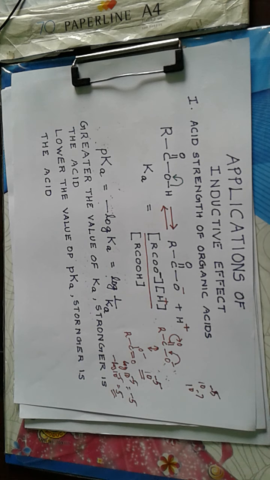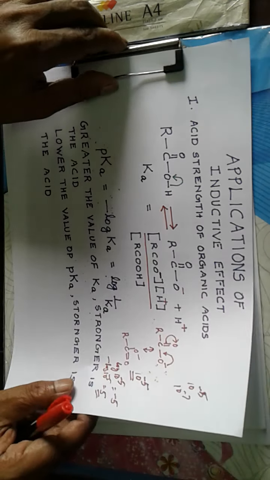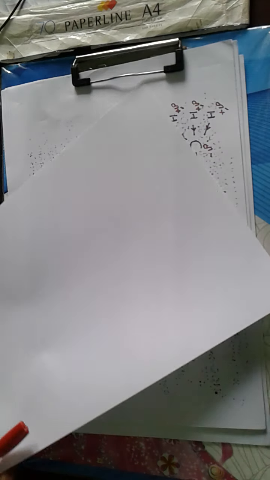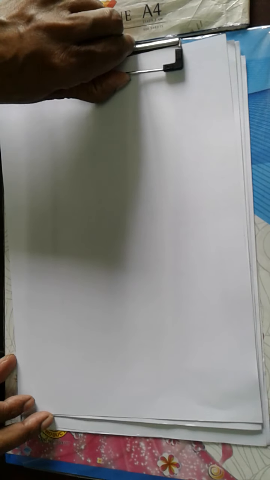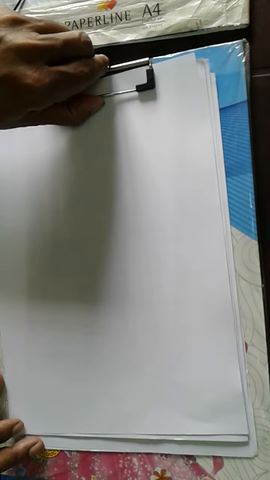So two parameters, Ka and pKa. As Ka increases, acid strength increases. As pKa decreases, acid strength increases. Now usually electron withdrawing groups will increase the strength of organic acids, and the electron donating groups decrease the strength of organic acids. So that is the usual observation.